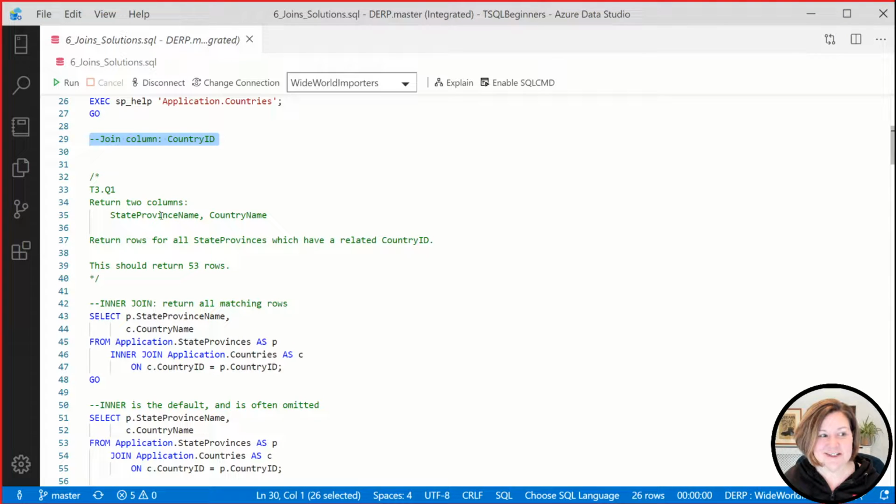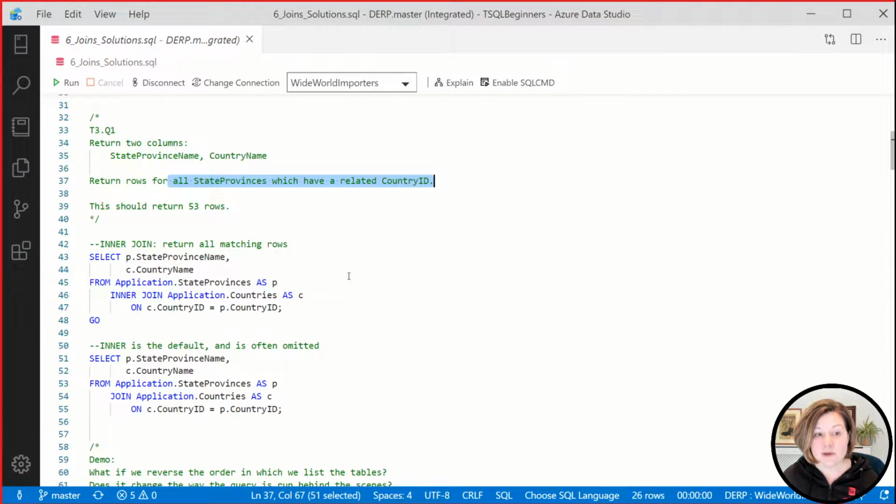First challenge is to return two columns. We want to return state province name and country name. We want rows for all state provinces which have a related country ID. So we're going to join the state provinces table with the countries table, and we want only rows where there are matches on each side of this. When you want only matching rows, you want an inner join, which is sometimes just written as join.